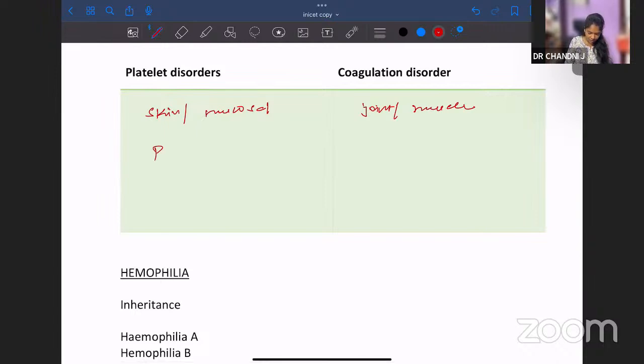And then in platelet disorders, petechiae are common. Whereas in coagulation disorders, petechiae are not common. You will see hemarthrosis and hematomas. Clear? This is how you differentiate whether it's platelet or coagulation.